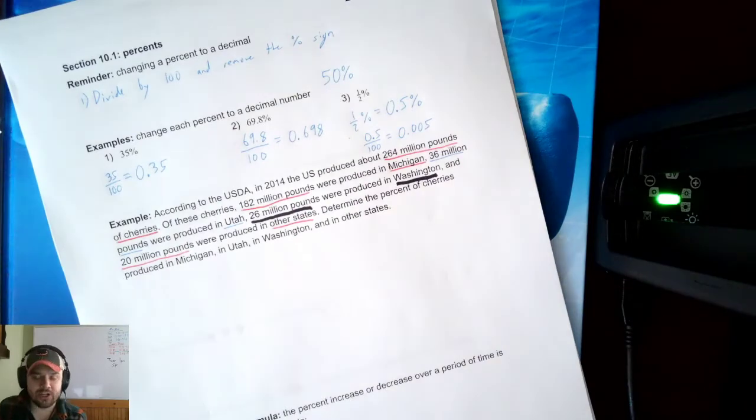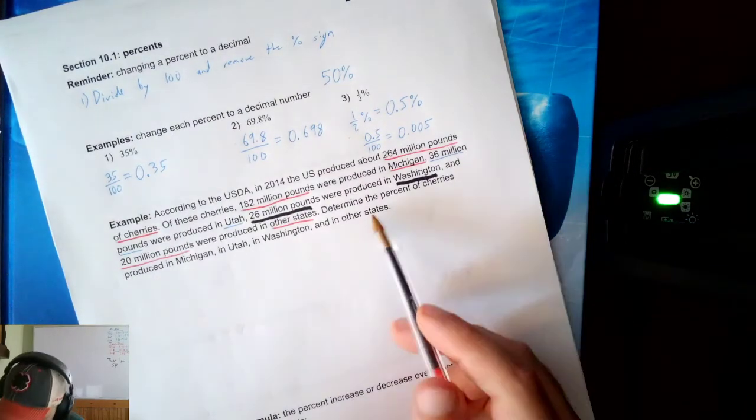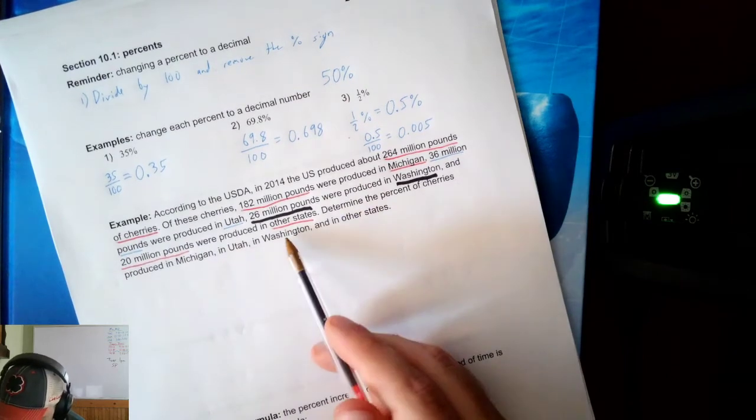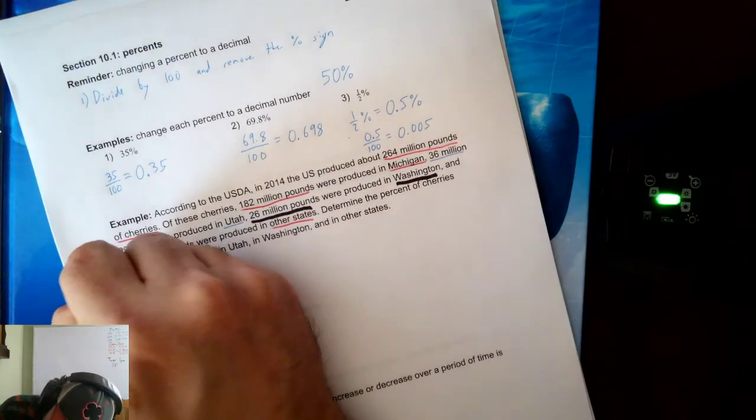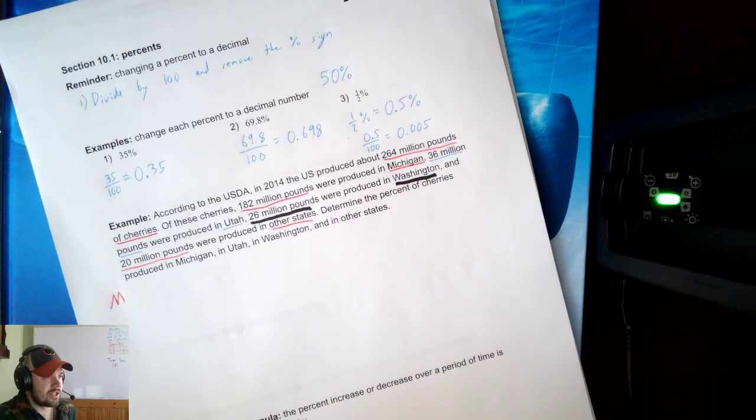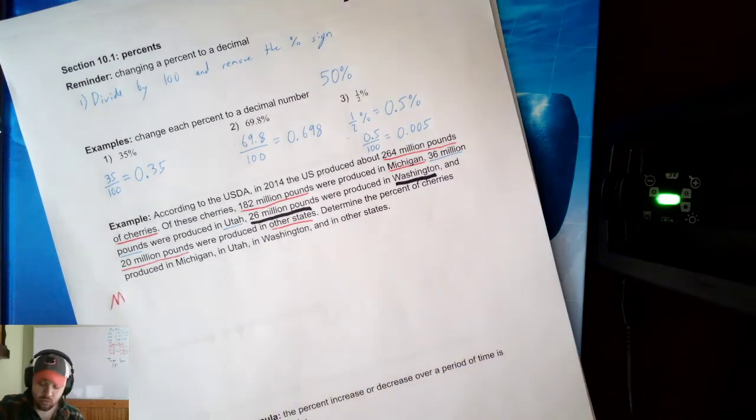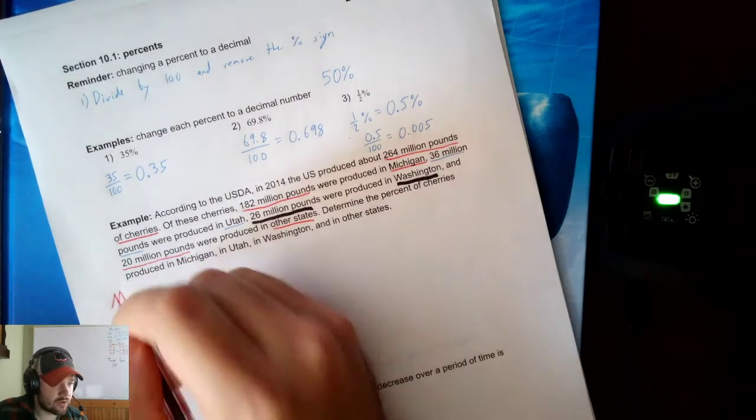So I've got a whole bunch of information about cherries. Determine the percent of cherries produced in Michigan, in Utah, in Washington, and in other states. So we're going to be doing different calculations here, one for each state, because we need to work with each one. So let's look at Michigan first.